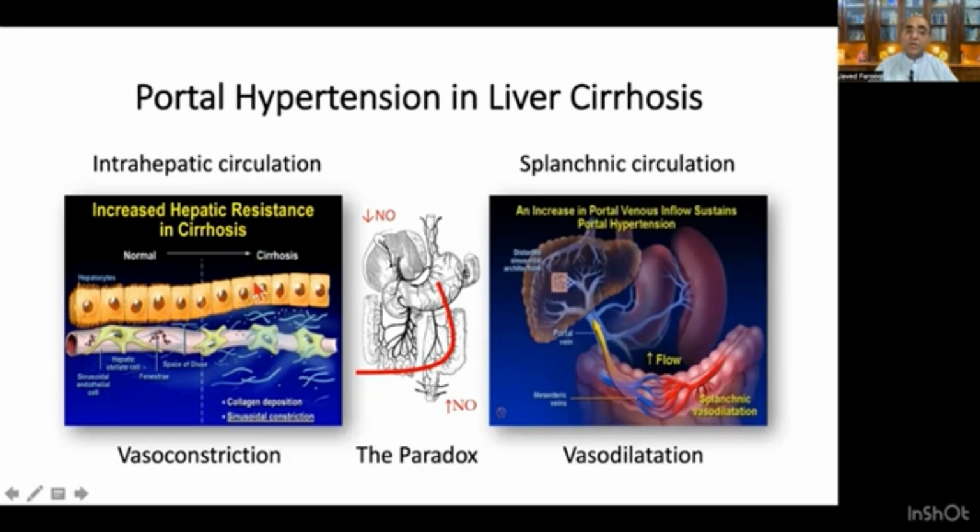We cannot decrease the resistance which has been offered by the fibrous tissue, but we can decrease the resistance which is a reversible one, or which is because of the vasoconstriction. So these are the two targets: first, decreasing portal inflow, and second, decreasing the intrahepatic resistance which is being offered because of the vasoconstriction.